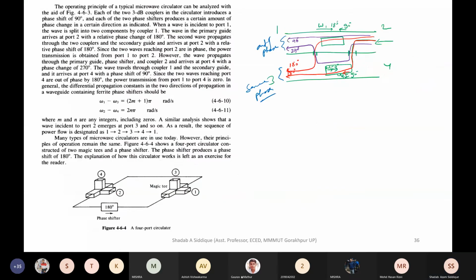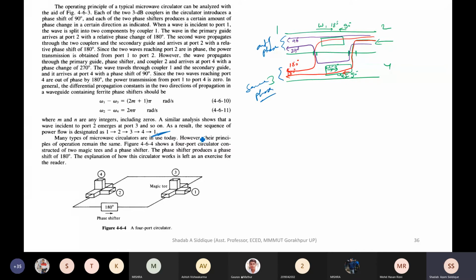Okay, so all these explanations which are given here, you can go through this. Now we have one more type, which is the circulator.